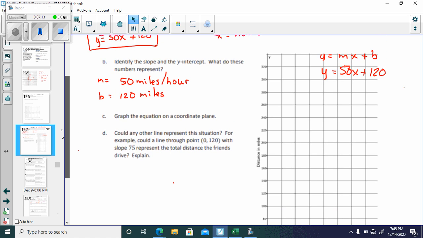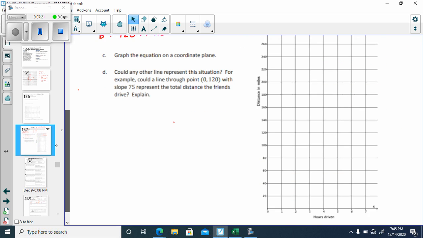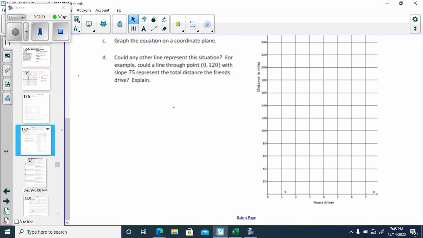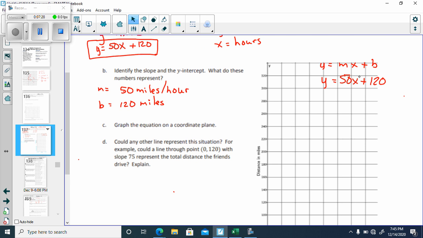Okay, so now look. Our y is miles. Look, on our y-axis, this is the distance in miles. On our x-axis, this is the number of hours driven. What is our starting point? Where do we begin? We begin at the 120. So on this y-axis, this is where it crosses the y-axis. We start at 120. That point is (0, 120), isn't it? That means at 0 time, 0 hours, we've gone 120 miles.